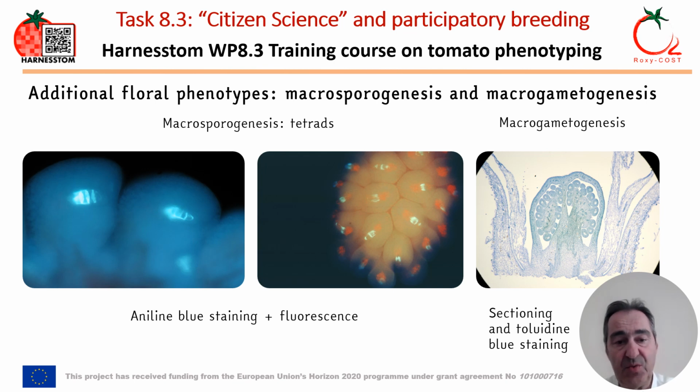On the female side, if you want to check the progression of meiosis, you can still stain for callose ovules after dissecting from the ovary. And you can see in the first two photos of the slide the tetrads formed at the end of meiosis. Then if you want to check the progression of gametogenesis and gamete formation, you have to go inside the tissue, and you have to rely on sections of flowers and microscopic observations.